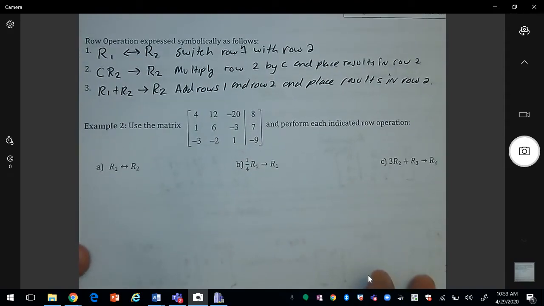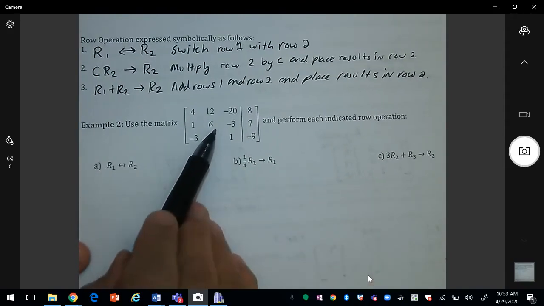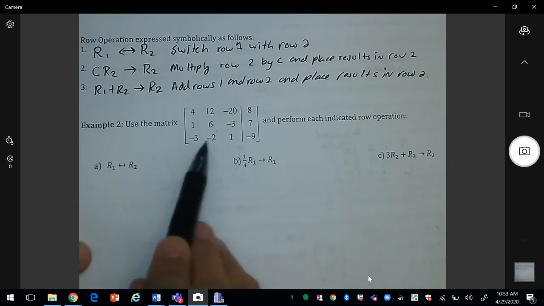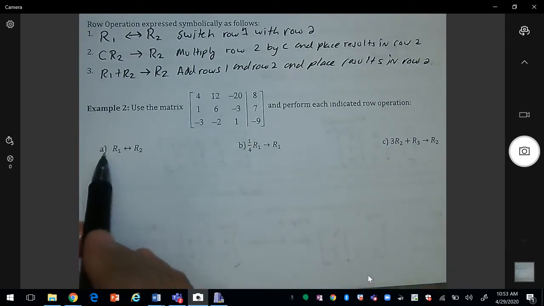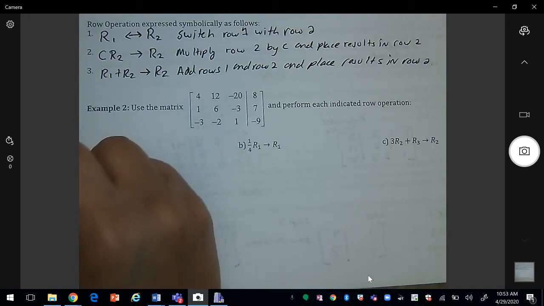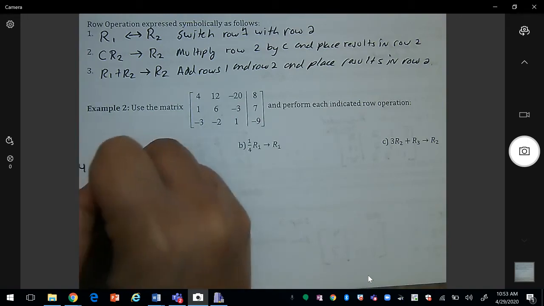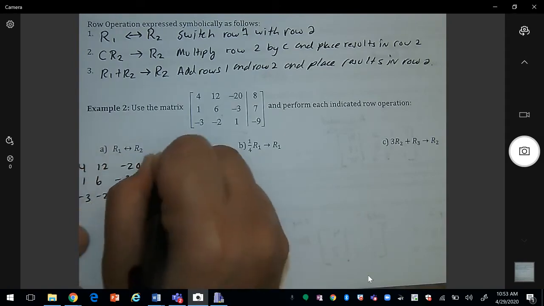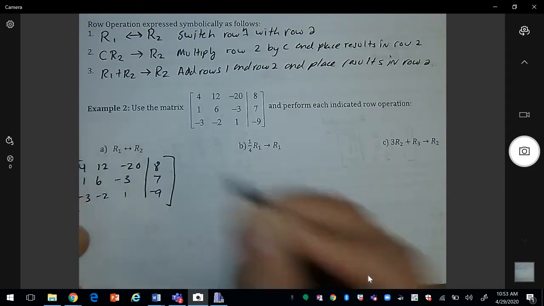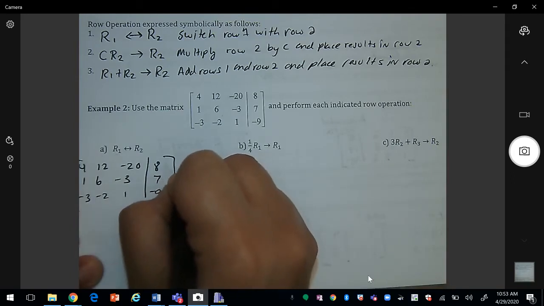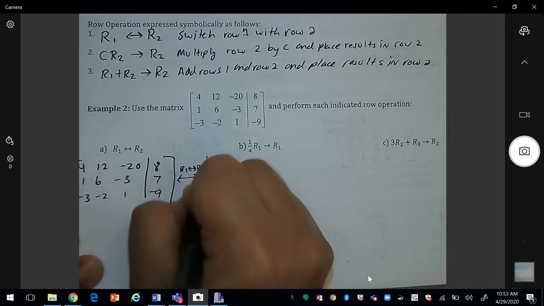So let's use this matrix here as an example. We're going to use this matrix for each of these A, B, and C. Okay. So for row 1, for example 2A, row 1, switch with row 2. So our result, this is our original matrix, and so our result would be, and this is how we write it, row 1 with row 2.